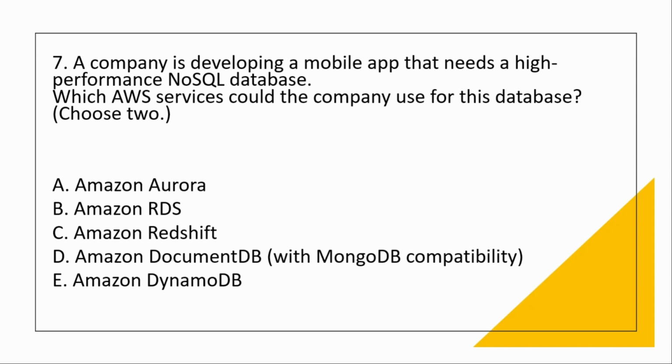Aurora. Aurora is Amazon database, but it is not a NoSQL database. RDS is not a NoSQL database. Redshift is a data warehouse. Okay. So you have only two options left. DocumentDB and DynamoDB are NoSQL databases.